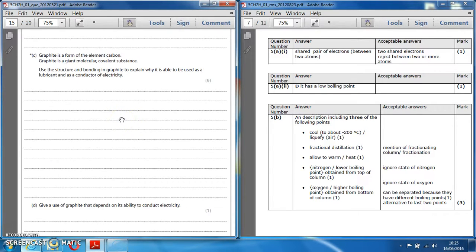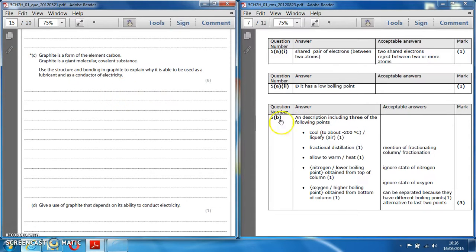Part C, graphite is a form of the element carbon. It's giant molecular. Use its structure to explain why it can be used as a lubricant and as a conductor. Okay, it's got 3 bonds where it could have 4, which means it's got 1 electron that isn't in a covalent shared pair, and we are talking about covalent here because the whole question so far, question 5, has been about covalent stuff. Don't even go near mentioning ions. So because it's got a free electron that can move, it can conduct electricity.